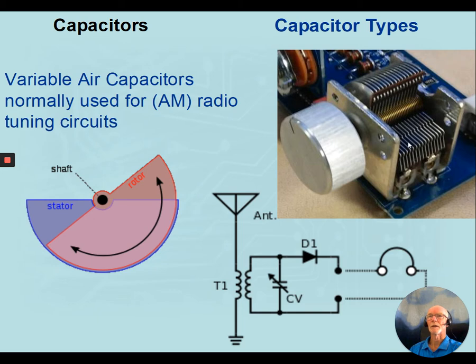And so here's an example of one where we have multiple plates, a tuning knob, shaft, and this is the rotor up here that would be rotated down into the plates. And here's a circuit where one was used in one of the simplest of radio circuits. But as I said, not very common these days.